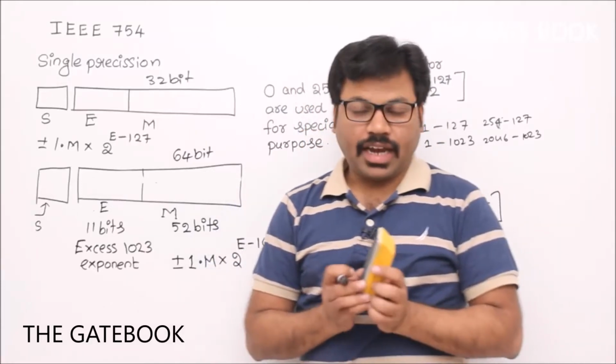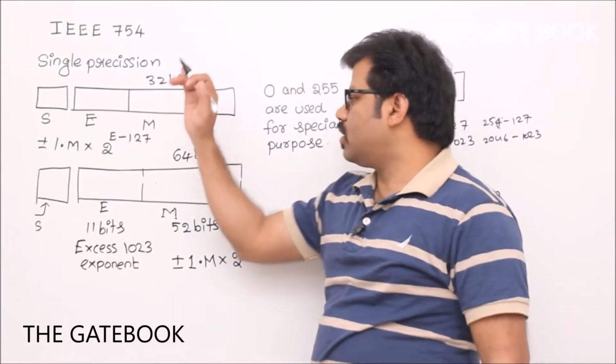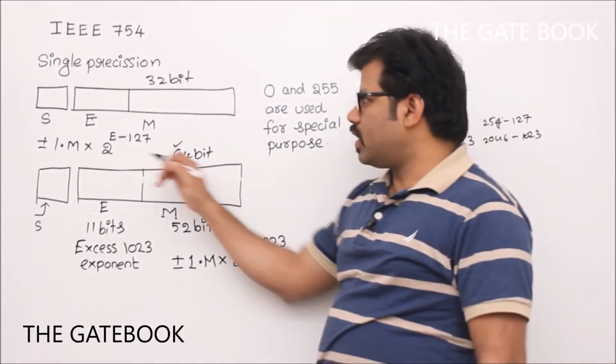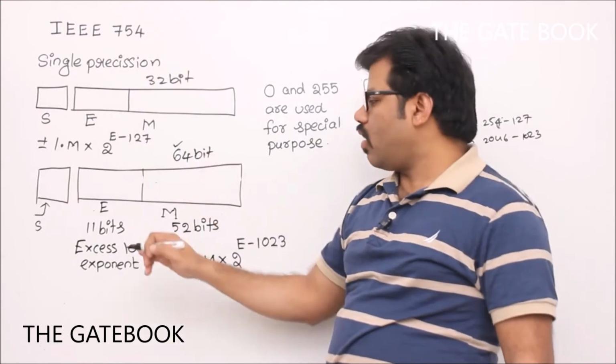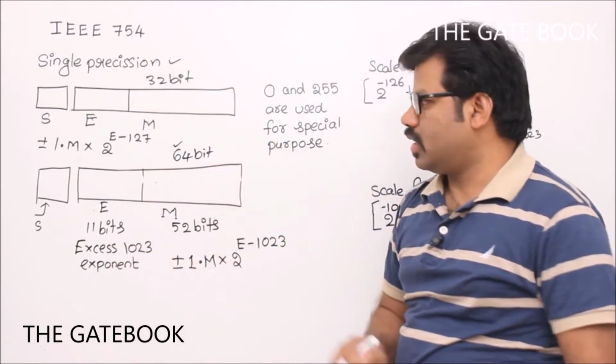So far we have seen IEEE 754, that is called single precision. So we have 32 bits. Similarly, we have 64-bit representation, that is also standard IEEE 754, that is called double precision. Okay. So we have now finally single precision, double precision.